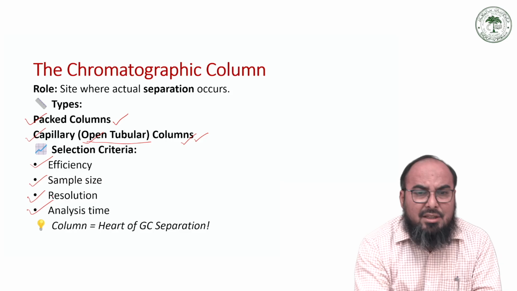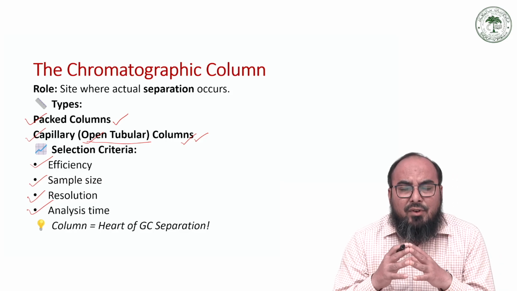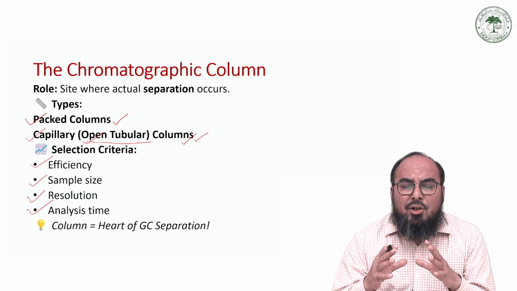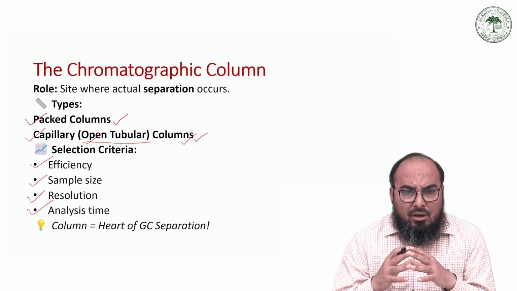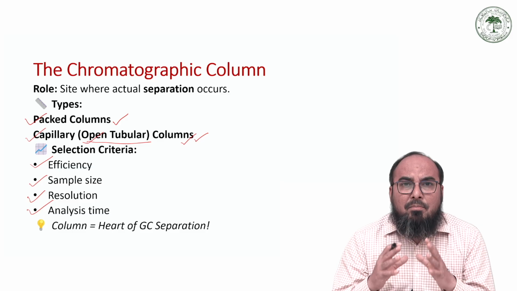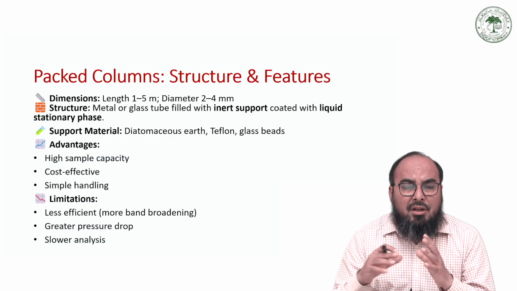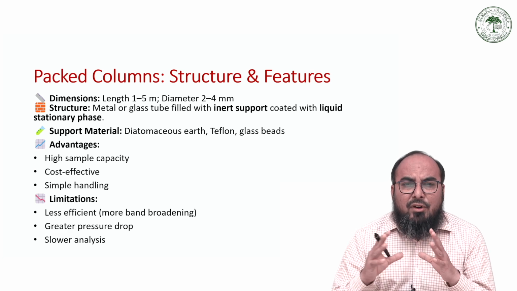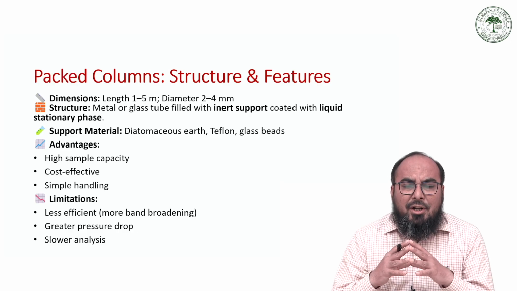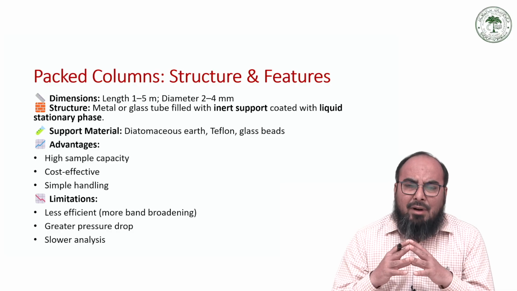We are going to study these factors, and before going into their detail, let us first understand the basic difference between a packed column and an open tubular column, or simply capillary column. Once again, the important message is that this is the main part of any gas chromatograph. Okay, let's begin our journey. We have two different types of columns, the packed column and the open tubular column. Each column has certain advantages and certain disadvantages.